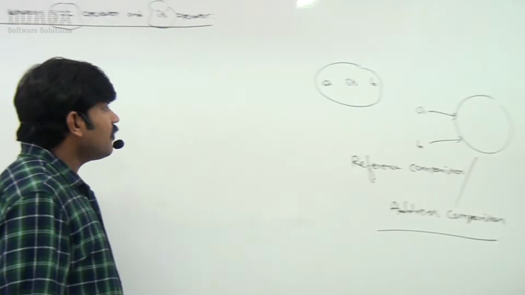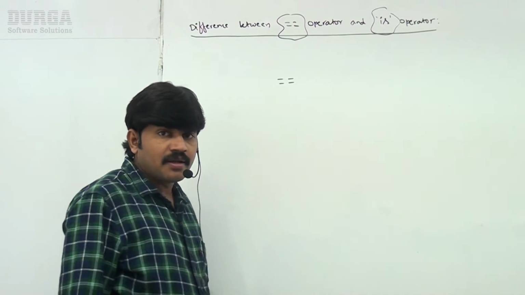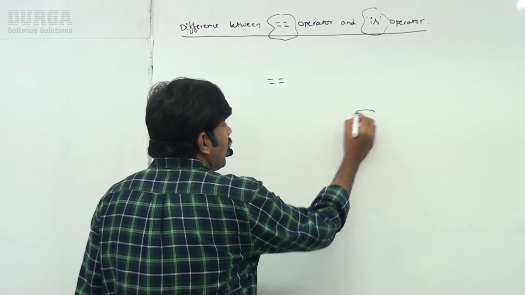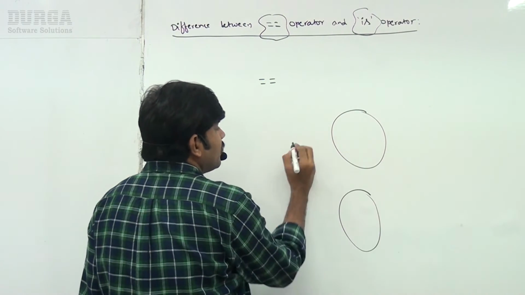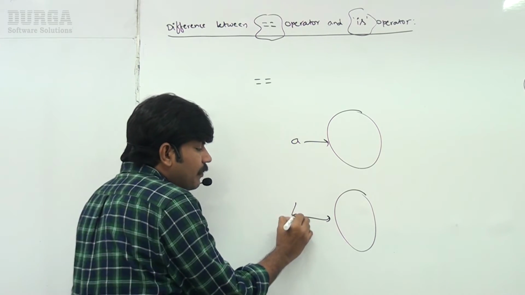Okay, well, sir, what about the double equal operator, sir? The double equal operator is meant for content comparison. Even if the objects are different, sir, A is different, B is different. Okay, A and B both are different.